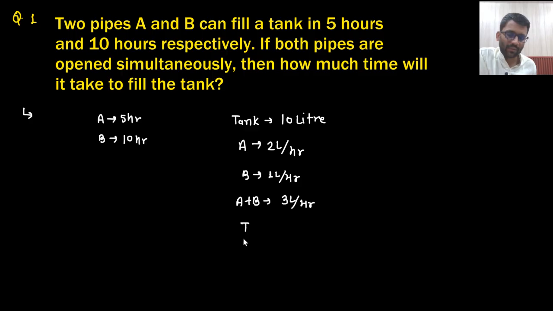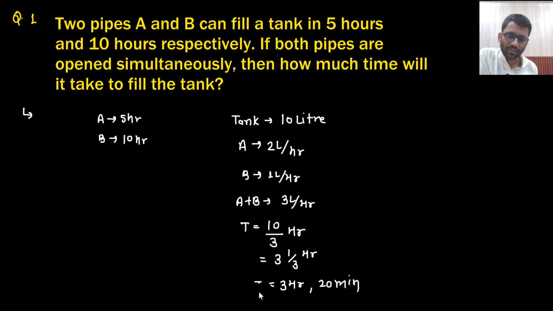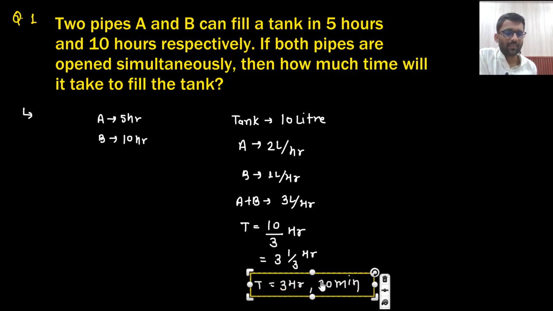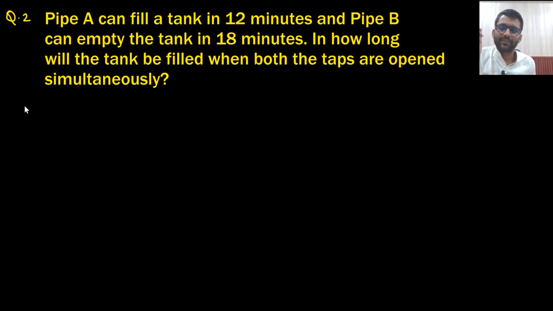So the tank is 10 liter and they are giving 3 liter per hour. So 10 by 3 hours. That means you can say 3 plus 1 by 3 hours, or 3 hours plus 20 minutes. 3 hours 20 minutes would be the answer. So this is the time in which it would be completed. Very easy, it's the same as time and work only. This is not a different topic. Let's see the next one.